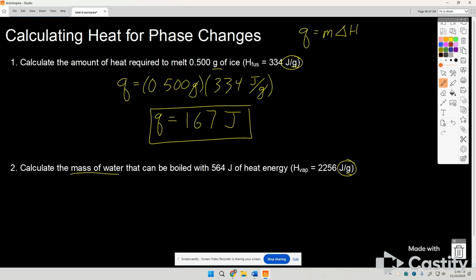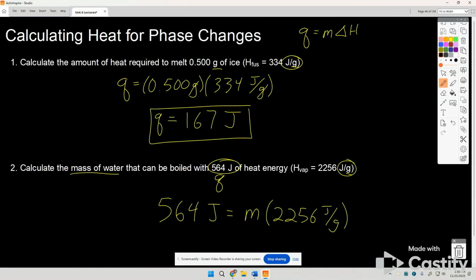Now for number two, we have a different type of problem. It says calculate the mass of water that can be boiled if I know how much energy I'm using. This 564 joules, that is the Q, and then I have my delta H. So I've got 564 joules is equal to the mass that we don't know times my delta H, which is 2256 joules per gram. Now to solve for the mass, I need to divide both sides by the 2256.